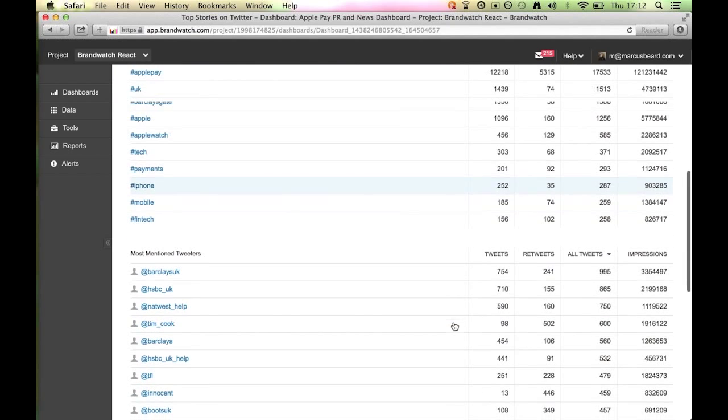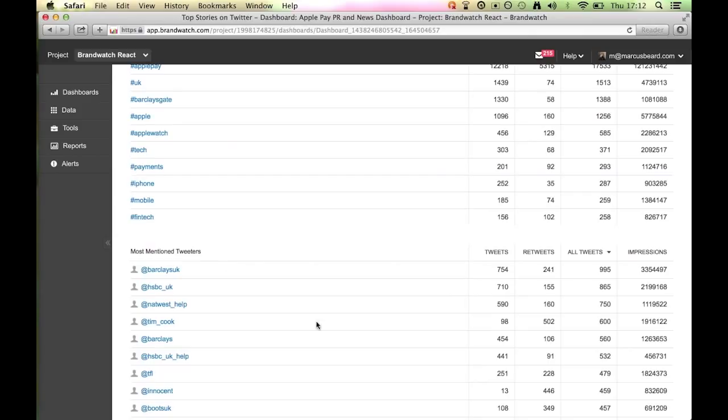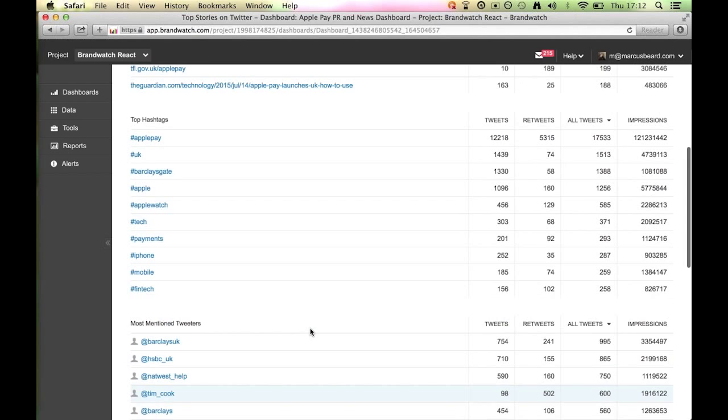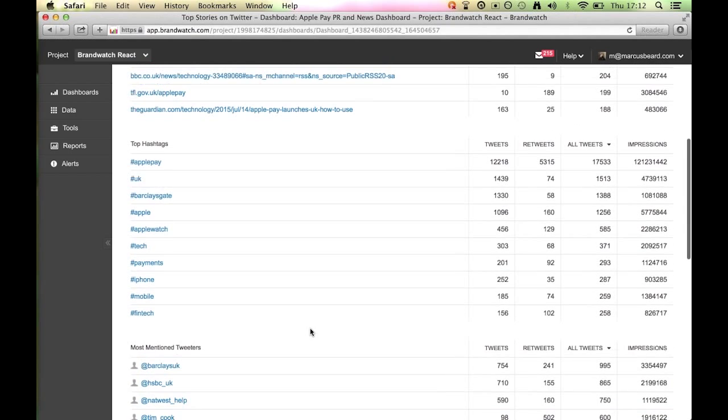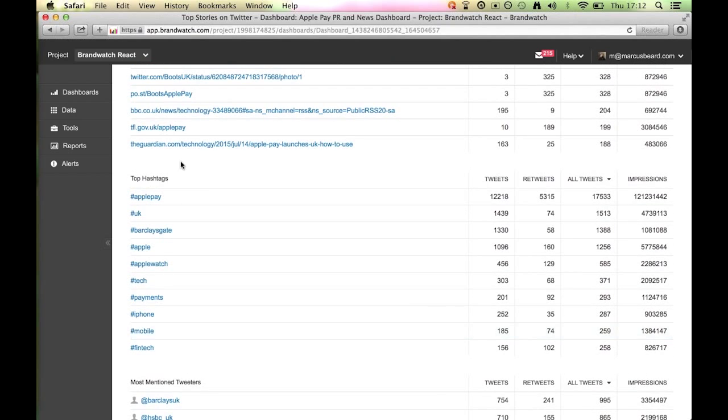The final tab here has a little bit more information about what goes on Twitter, and I can have a look, for example, at who the most mentioned tweeters are in relation to my product or to the topic that I'm tracking, and I can also have a look at some of the top hashtags, so some of the ones here that you would probably expect.